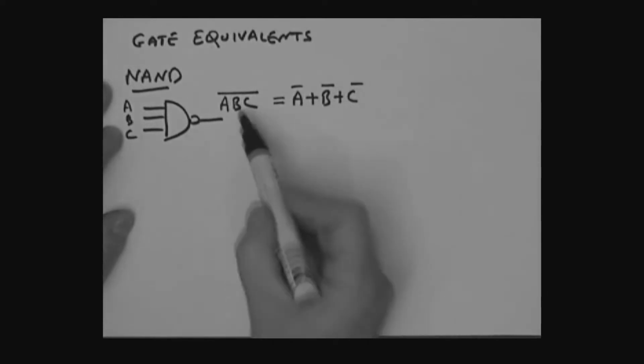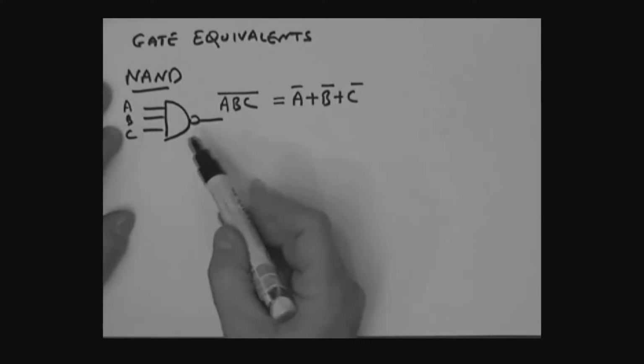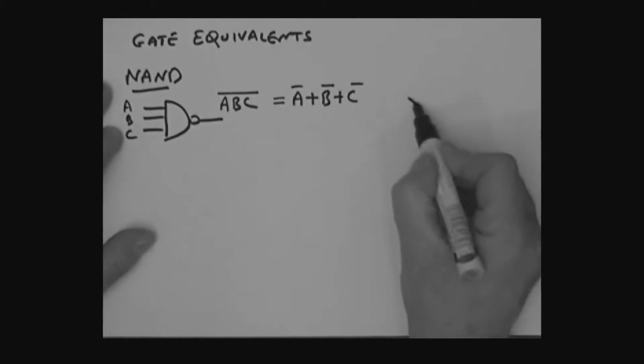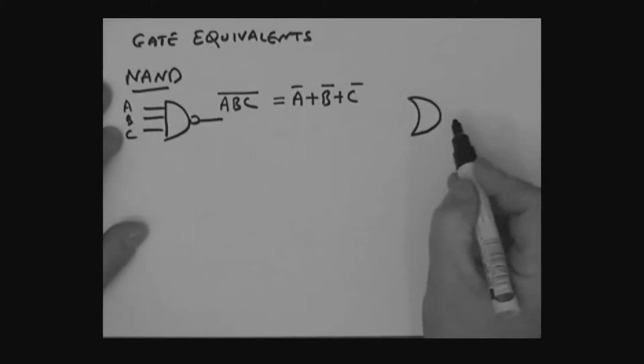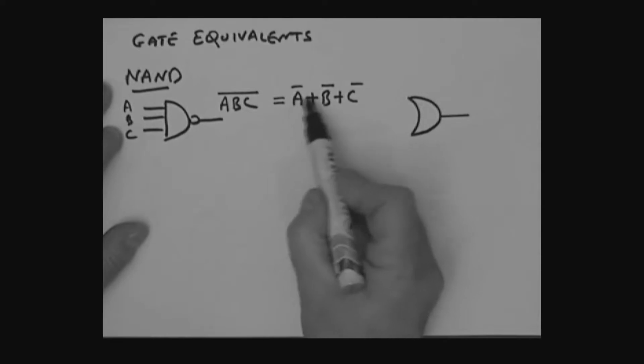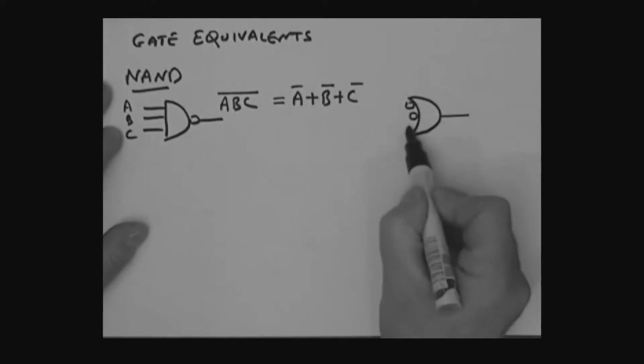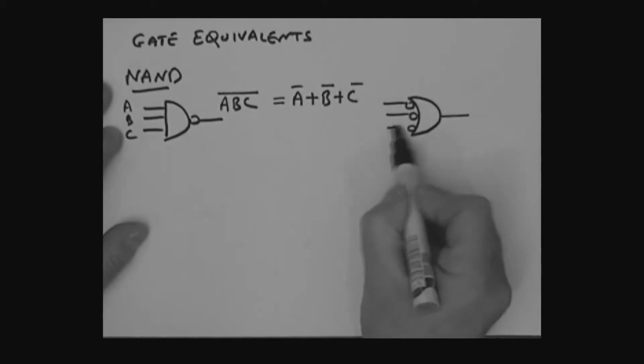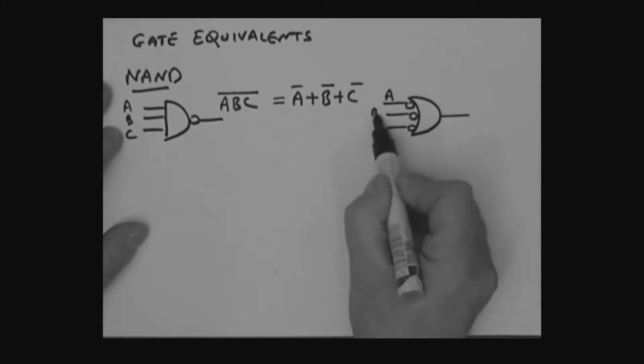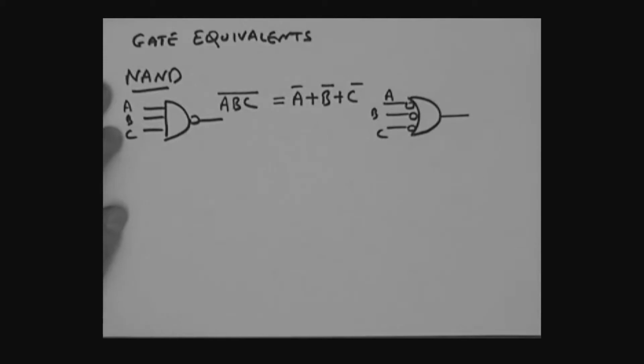So really, I could say an equivalent to this NAND gate could be what? Well, you could say it looks like an OR gate, doesn't it? With what? Inverted inputs. And so, if you like, bubbled inputs like so, where this, of course, would be A, B, and C. All right?